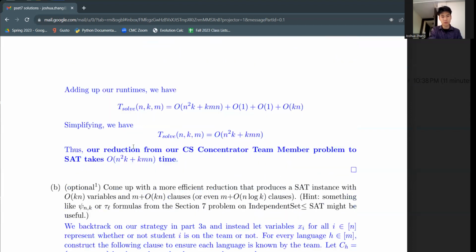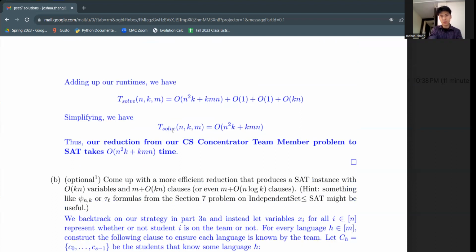So that concludes my revision video. One more thing about the runtime: we want to specify that this is the runtime. It's a little different in terms of the big O notation from the number of clauses we have.